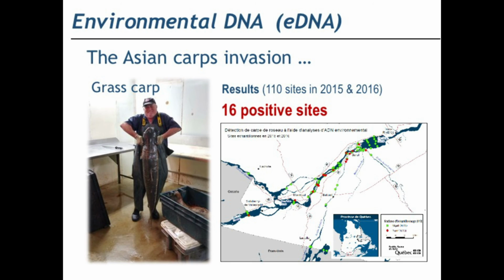I failed on my story. I should have said earlier that this work was undertaken after this commercial fisherman caught this 64-pound grass carp in 2015, and the government was obviously worried and wanted to know if there was more than that one carp in the system. That's how we initiated this work, and ended up finding DNA of this grass carp species, all the way from Montreal to Lac Saint-Pierre, which is about halfway between Montreal and Quebec City.